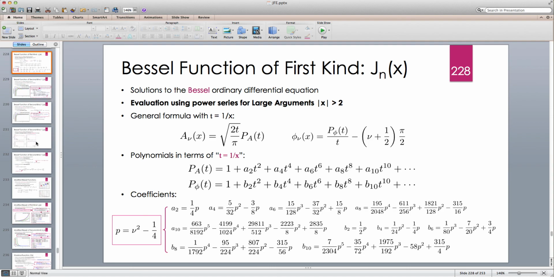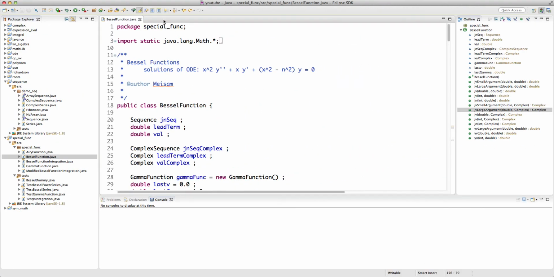Okay, so let's head to Eclipse and try to look at the implementation. And again, this is the most efficient way of calculating the Bessel function for any large arguments, all right? So let's head to Eclipse. This is our Bessel function class.